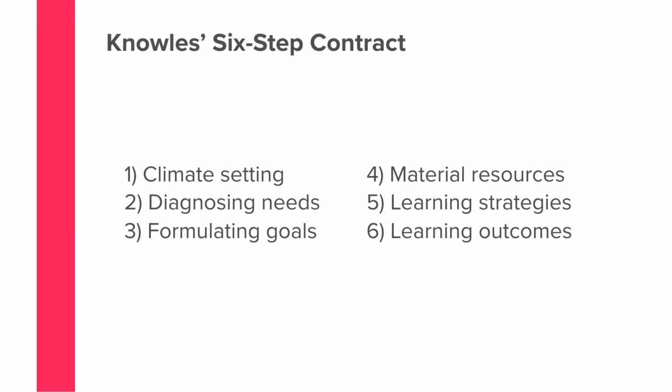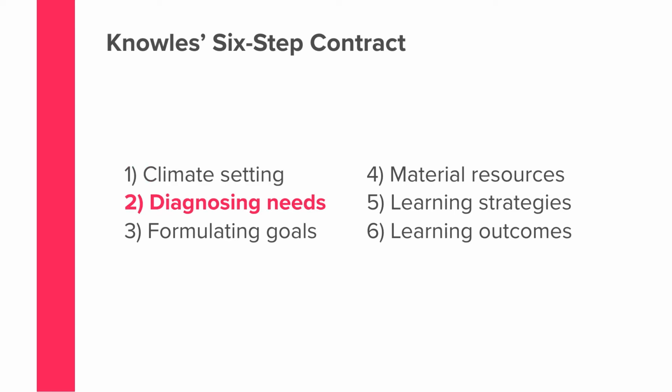Knowles defined SDL as a process where individuals take the initiative with or without help of others to define their own learning outcomes. For the planning of SDL, Knowles created a 6-step contract. The first step in this contract is to create an atmosphere of mutual respect and support. Knowles referred to this as the climate setting.